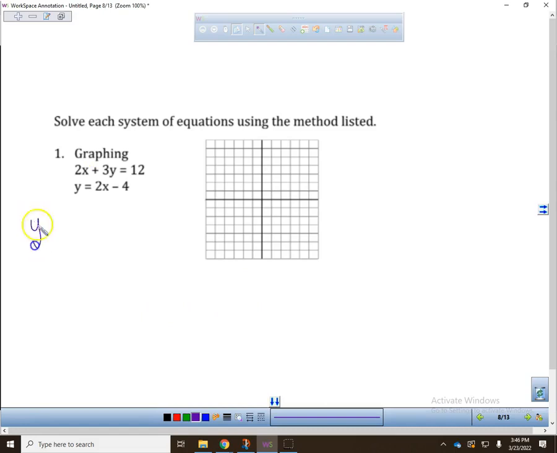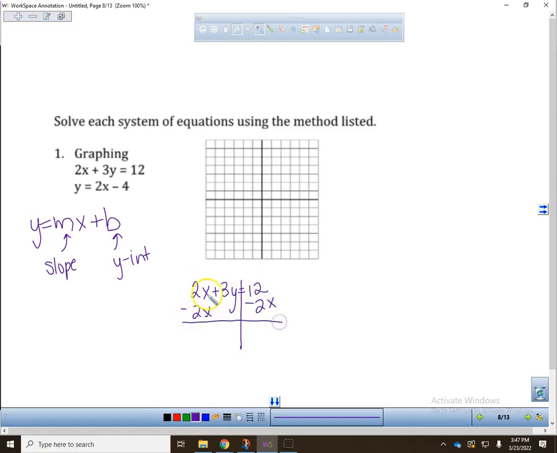In order to graph lines, we have to put them in slope-intercept form. When we have slope-intercept form, we can identify the slope of our line by looking at the m, and we can identify our y-intercept by finding our b value. So I see that one of my equations is already in slope-intercept form. I'm going to go ahead and work to get my other equation in slope-intercept form. So basically I am solving for y in order to get that y by itself. I need to move my positive 2x term to the right.